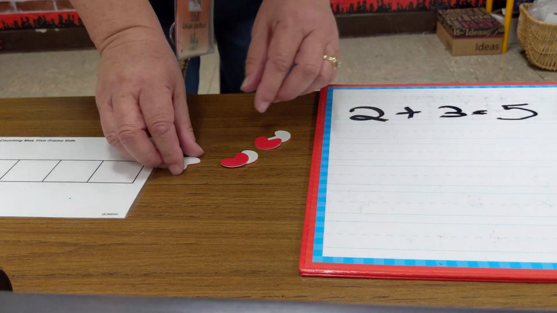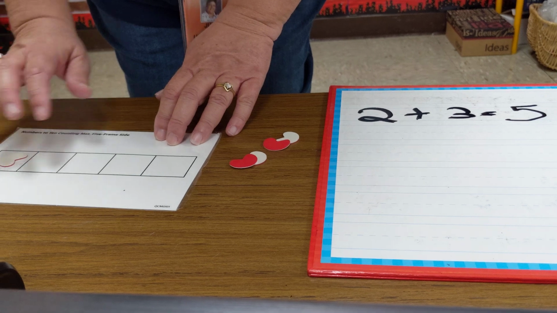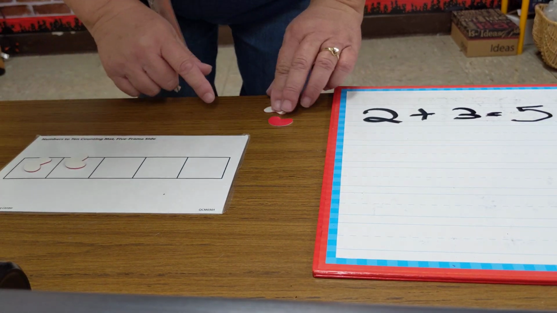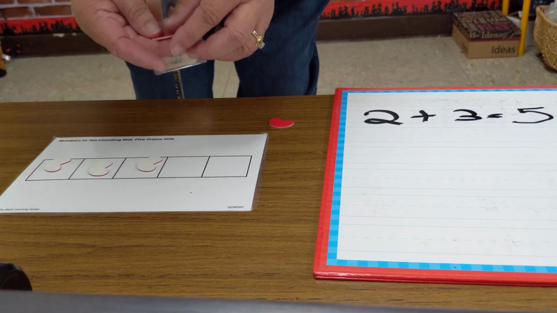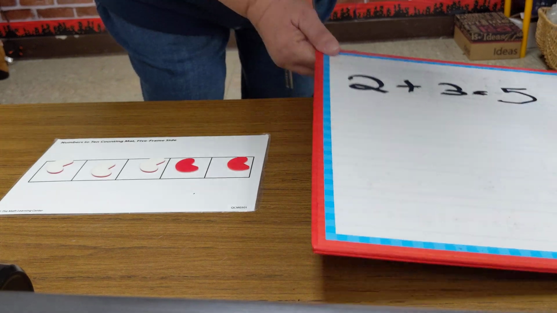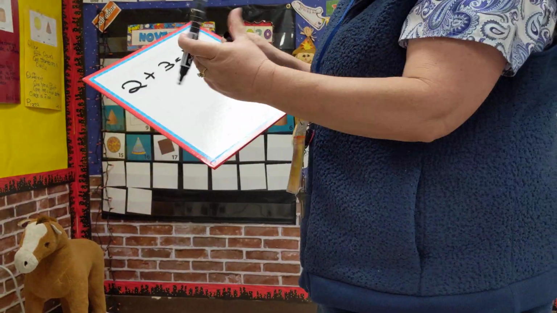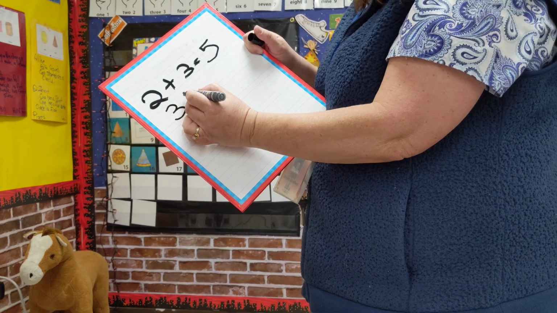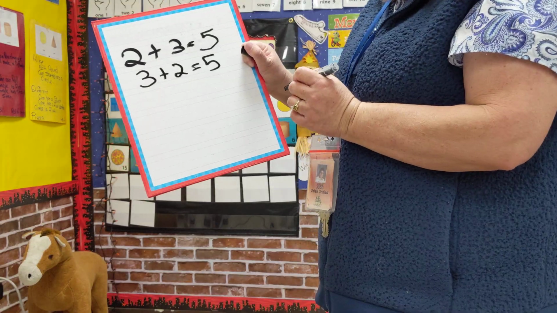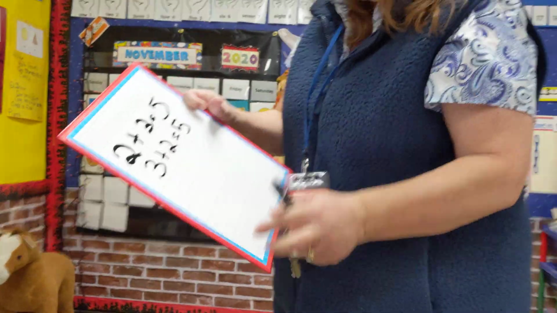Oh, we did get a little bit of a different equation. We have 3 white ones and 2 red. So this is pretty close to the equation we had, but we can write it 3 plus 2 equals 5. Good job, you guys. Okay, that is it for today, Wednesday.